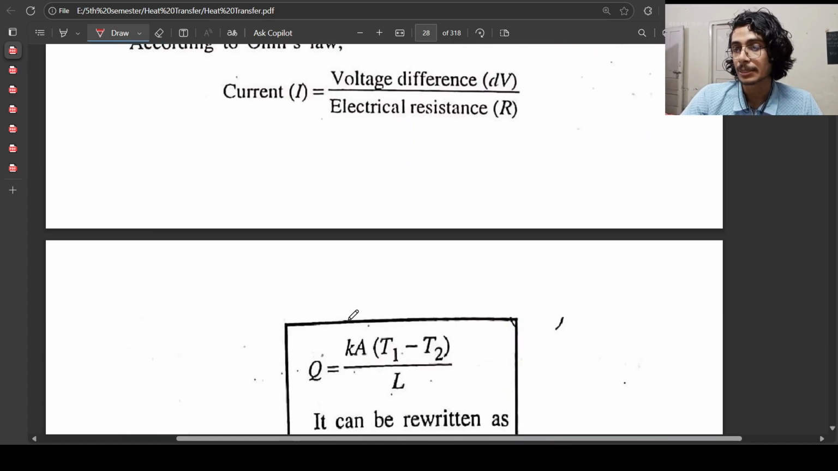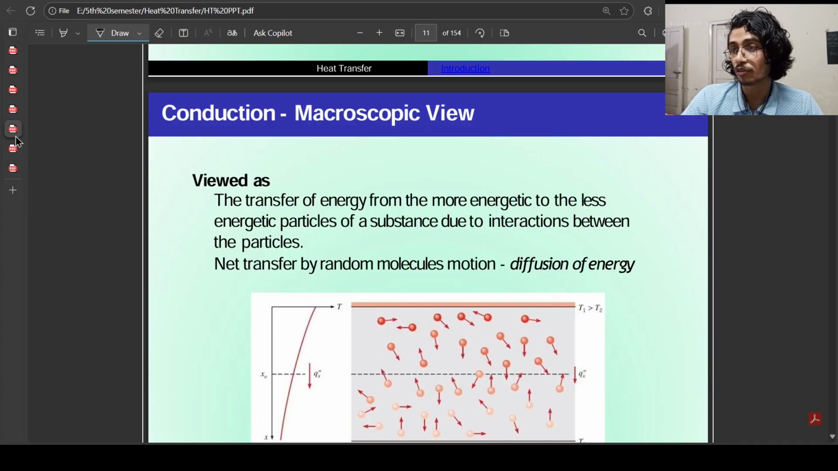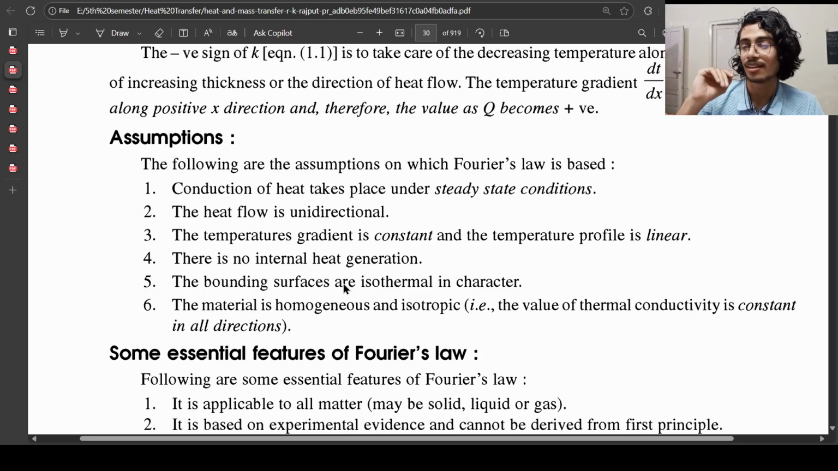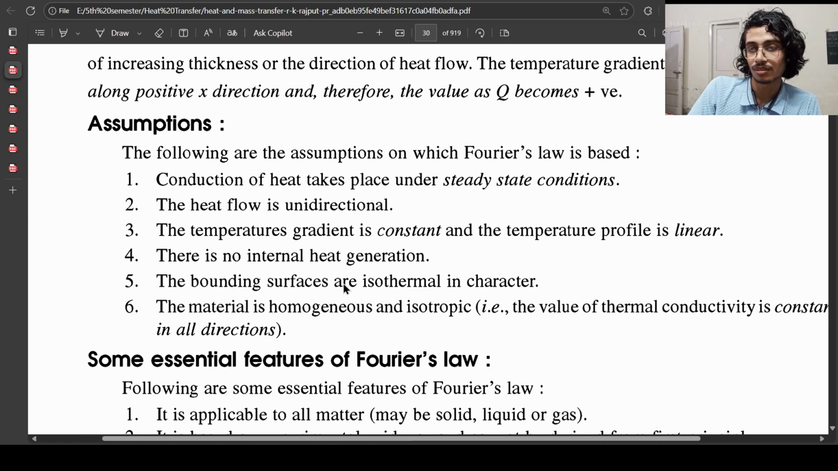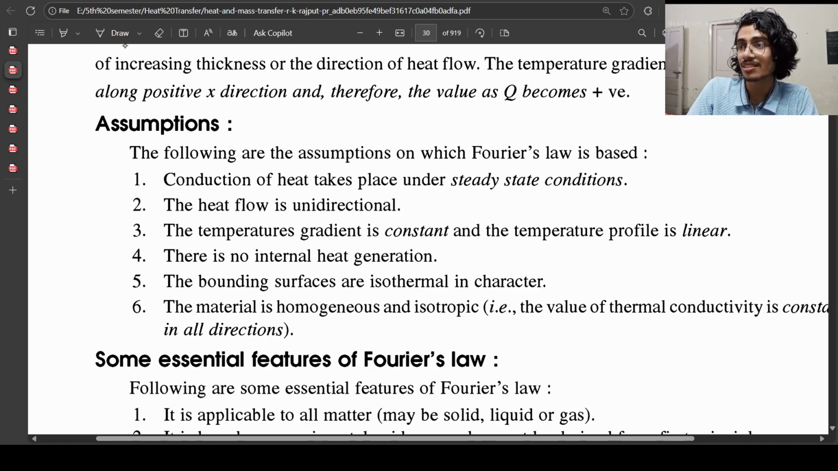Okay, so now I want to provide you a brief overview of the assumptions that are taken when we are talking about Fourier's law. Conduction of the heat takes place under steady state conditions. Steady state condition means that there is no variation with time.